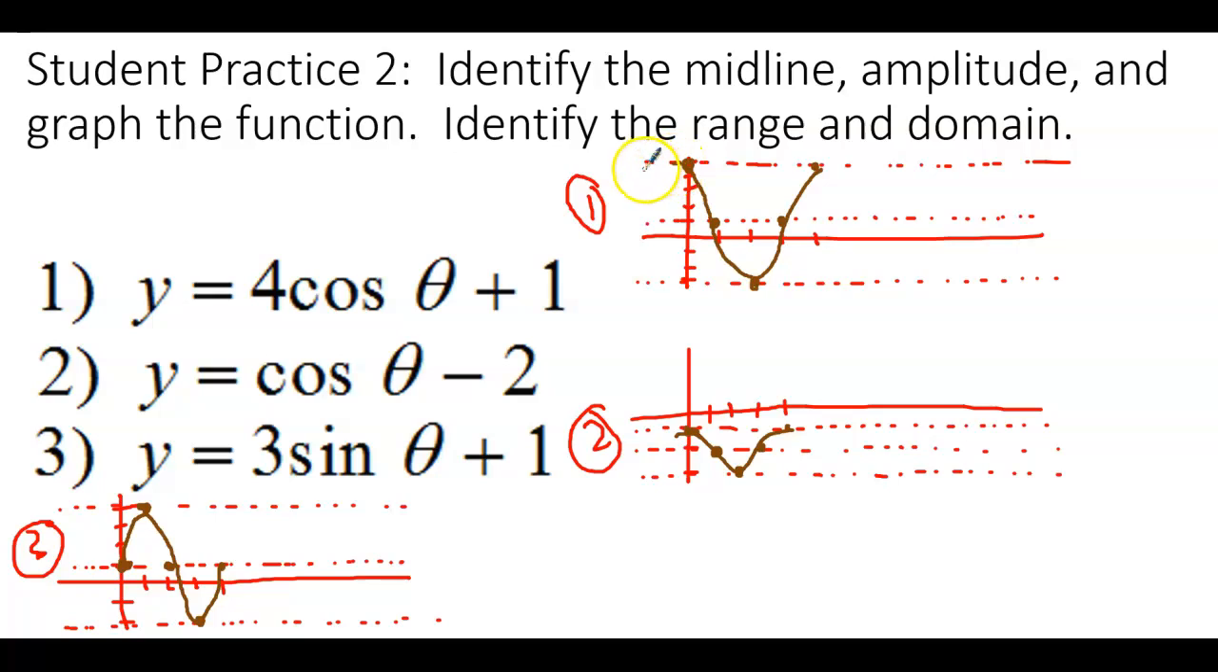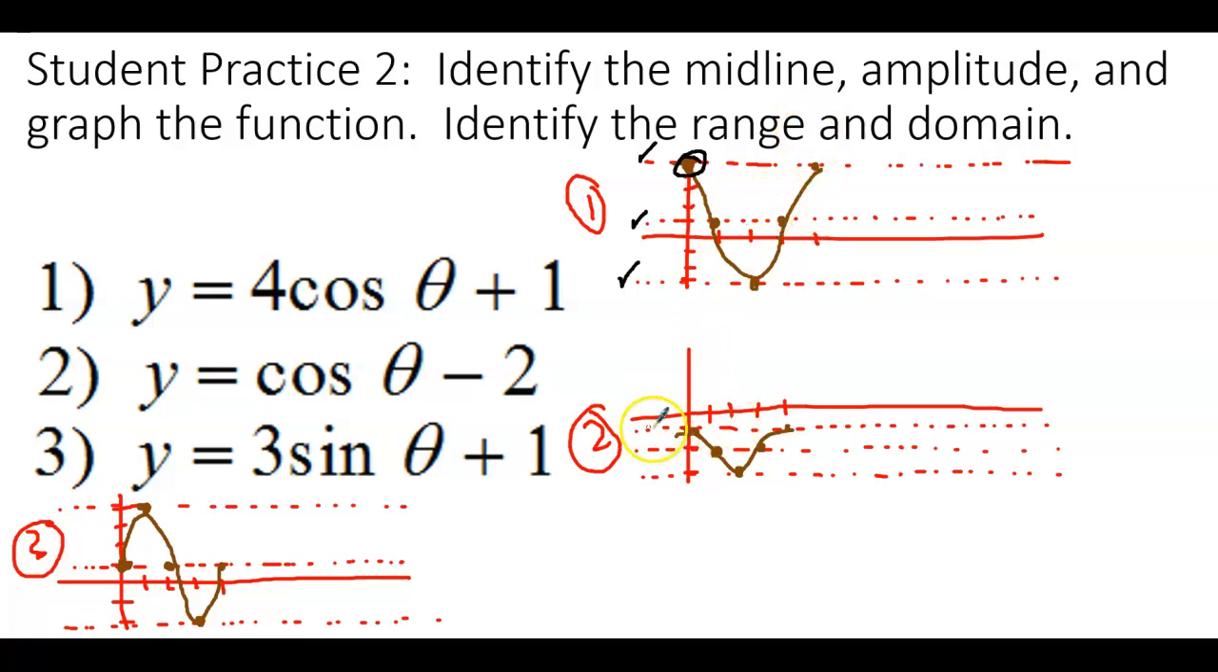For number 1, your maximum line should have been at 5. Your minimum line should have been at -3, and your midline should have been at 1. So that's 3 things you need to check. Also, did your graph start here? Did it start on the maximum on the y-axis? And does your basic shape look like that afterwards? Then you're probably good.